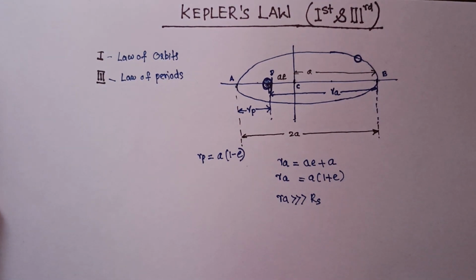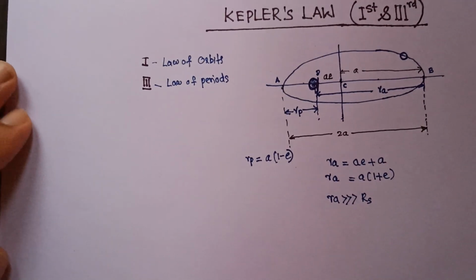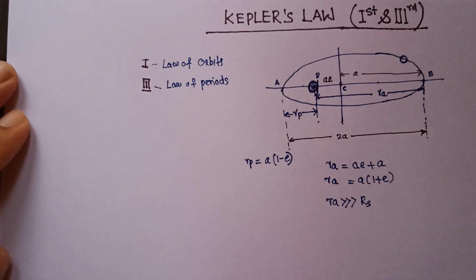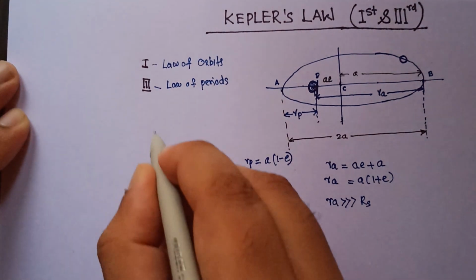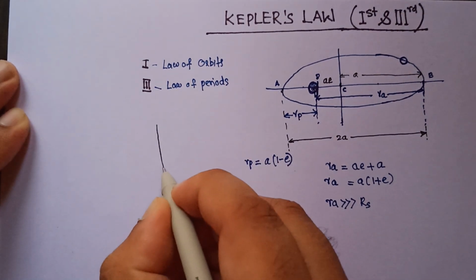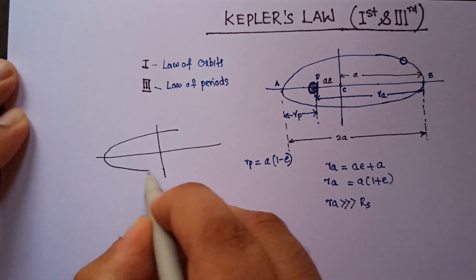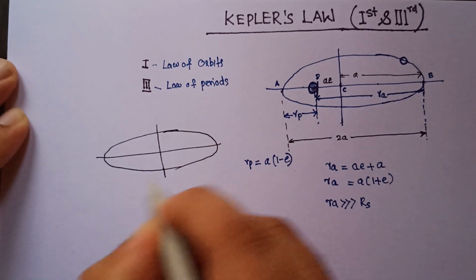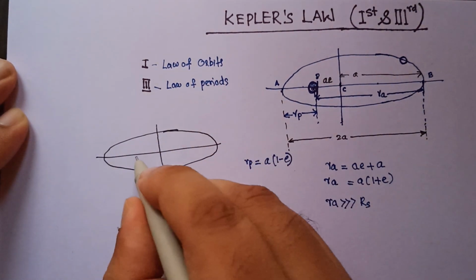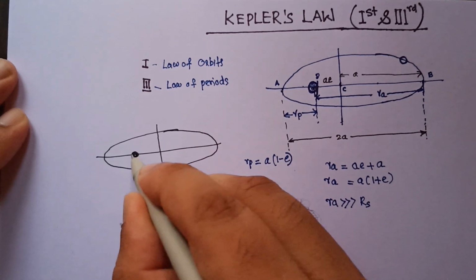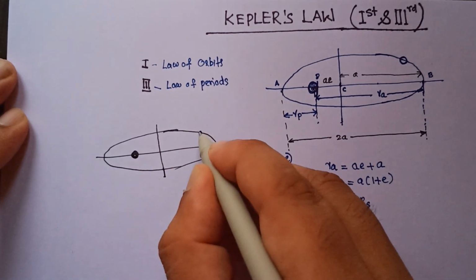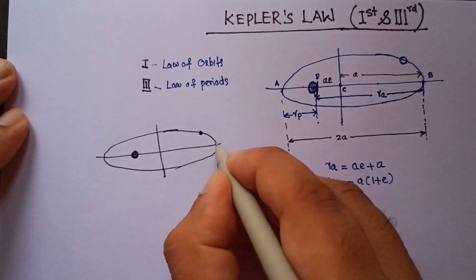Now we are going to deal with the mathematical expression for the law of periods. Let's say I'll draw one more ellipse roughly, so that we can construct some geometry. So this is my ellipse. Probably your sun is at this position, it's very big. Now your planet motion is coming from this position to this position.